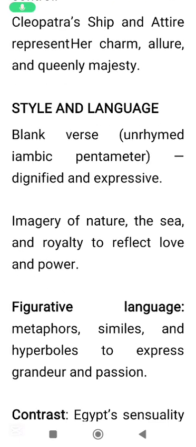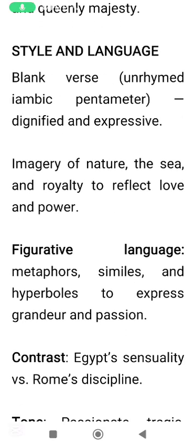So let's look at the style and language. One thing about William Shakespeare is the way he writes his play. He writes it as if he's writing a poem, but it's not always on rhyme. So it's always having what we call free verse. That is why most times when you read his work, it may not be well understood until you have read it several times, because he has his own English that we call what now? William Shakespeare's English. So we have imagery of nature. We have the sea and royalty to reflect love and power.